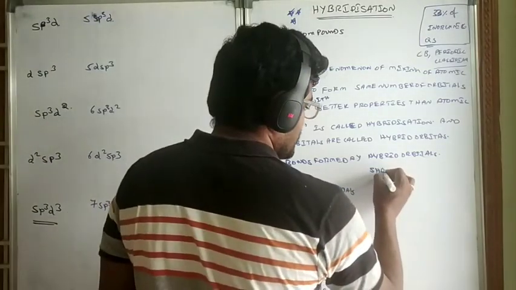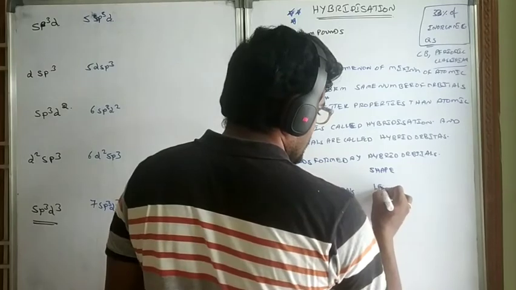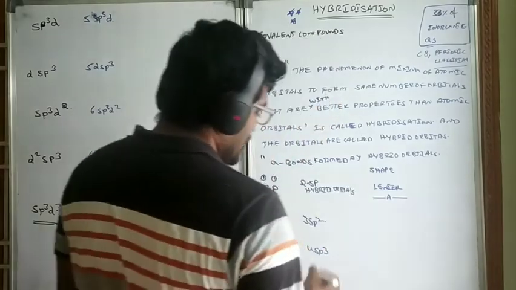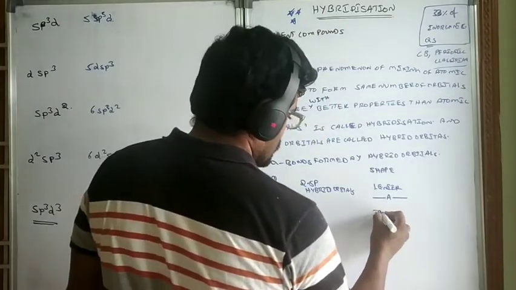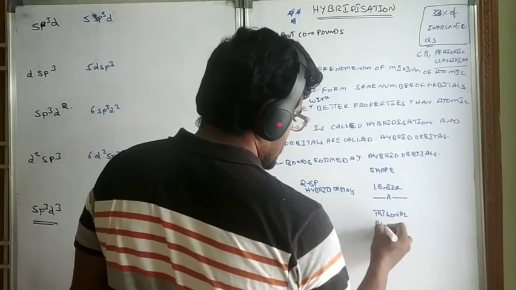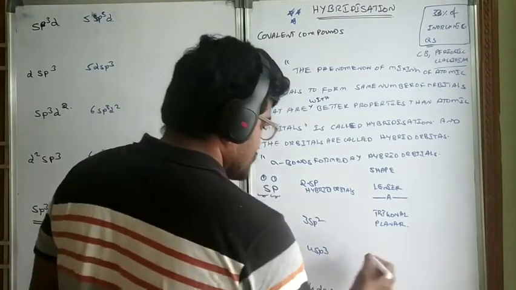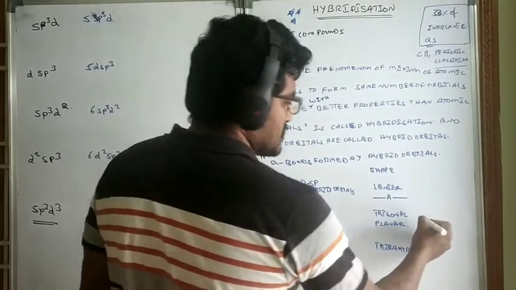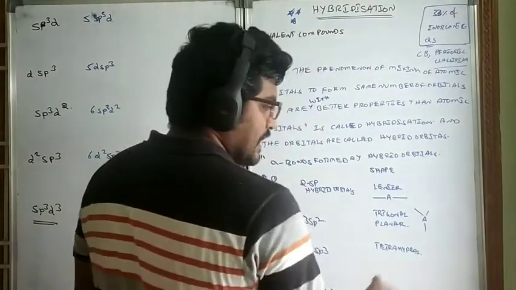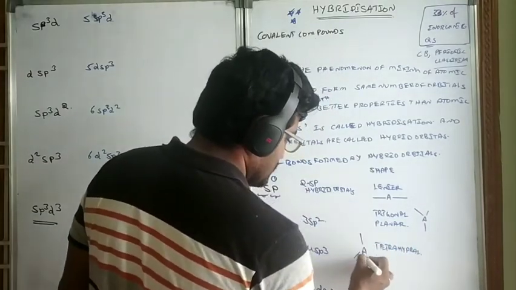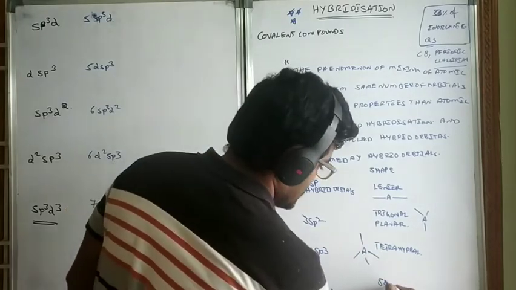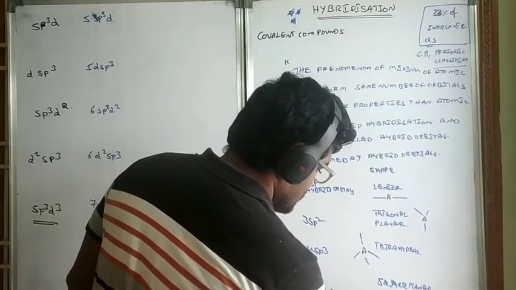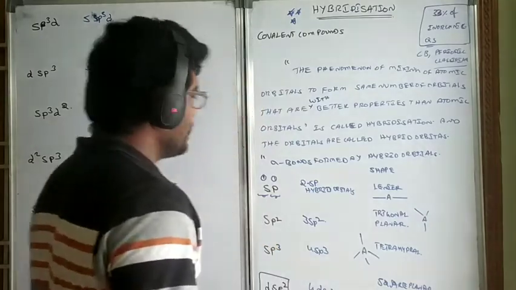If you look at the shape of the molecule, sp is linear. Linear means the central atom will be like this and the others like this. sp2 will be trigonal planar, meaning A will be like this and the compound will be like this. sp3 will be tetrahedral, and this will be the structure. dsp2 will be square planar. Square planar means A will be like this and 4 corners will be present.